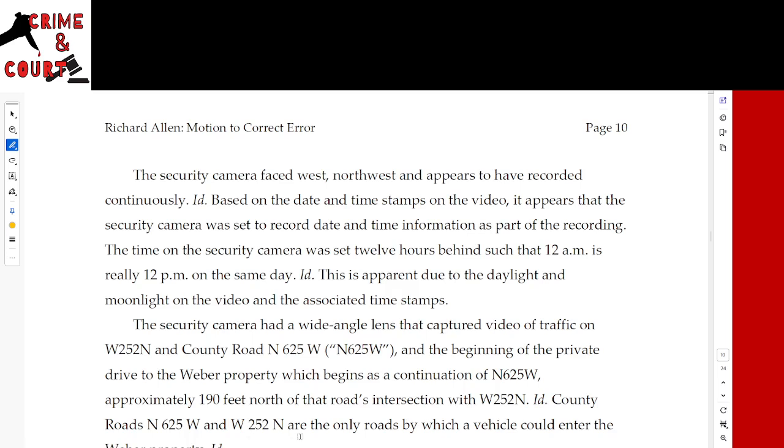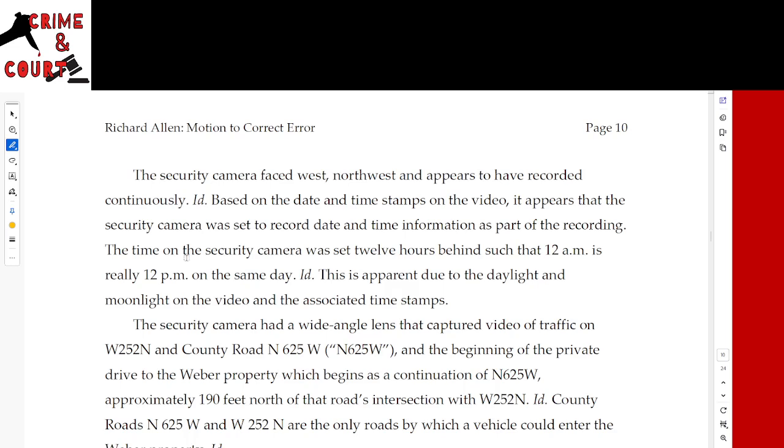So this is saying the security camera faced northwest, and appears to have recorded continuously. So now we're talking about these exhibits, exhibit 3.1 and 3B, which we just watched. All right, so 3.1 was the first one where it was not zoomed in. 3B is the zoomed in version, just so you know.